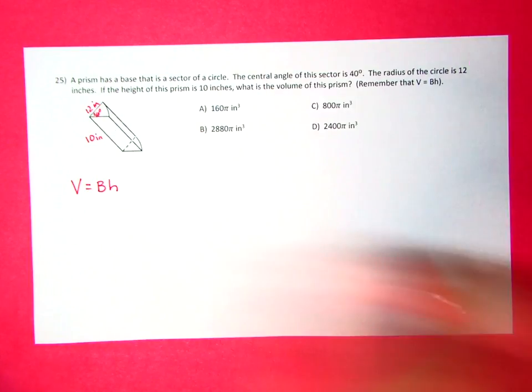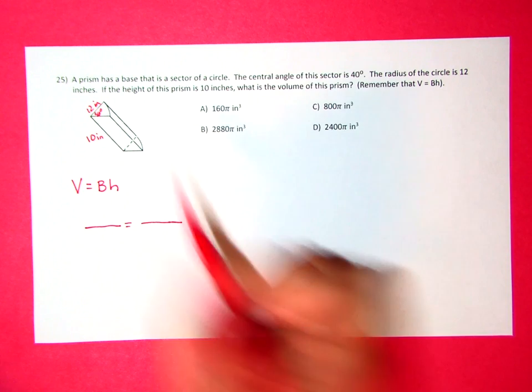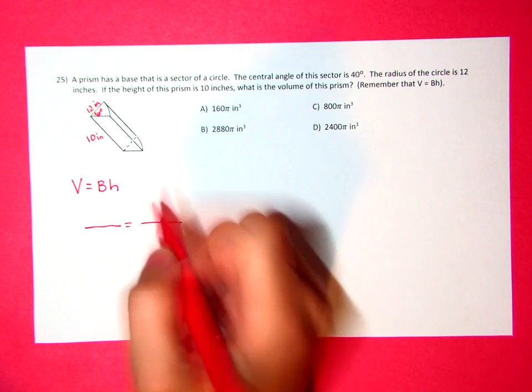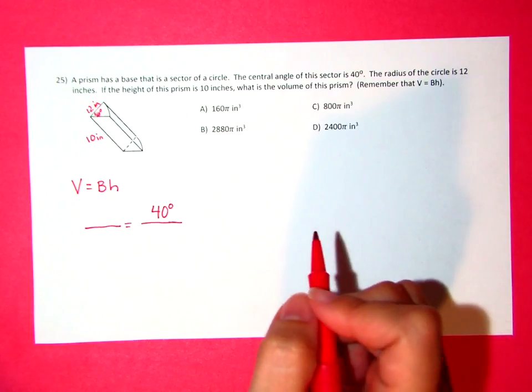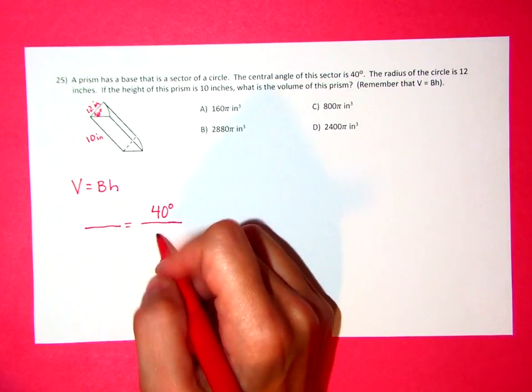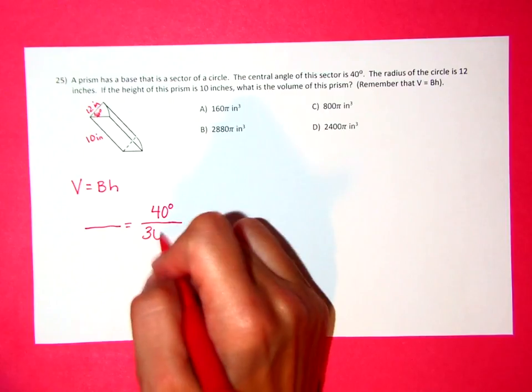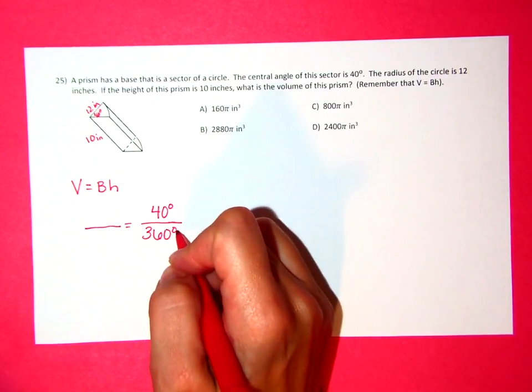To find the area of a sector, we're going to set up a proportion. So what we see is we have a 40-degree central angle. 40 degrees is just part of the degrees of an angle inside a circle. So it's part over whole. So how many total degrees inside a circle? 360. So here we have part over whole. Notice we have degrees over degrees.